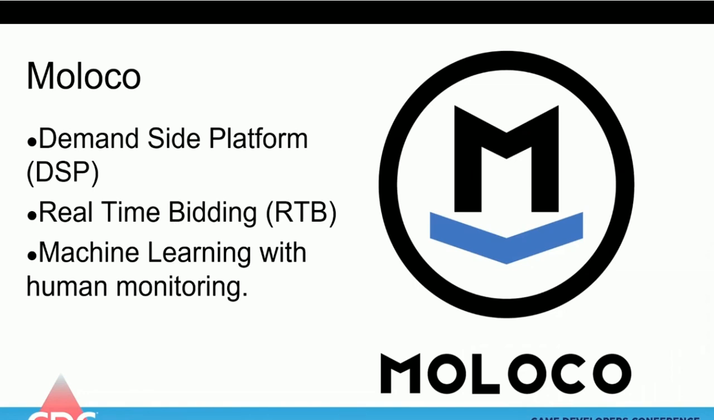Finally, Moloko is a demand-side platform. They bid directly on real-time bidding exchanges or RTB exchanges. You give them a ROAS target, and their machine learning strives to hit your target. And you also have an account rep who oversees everything just to make sure that you're hitting your targets.